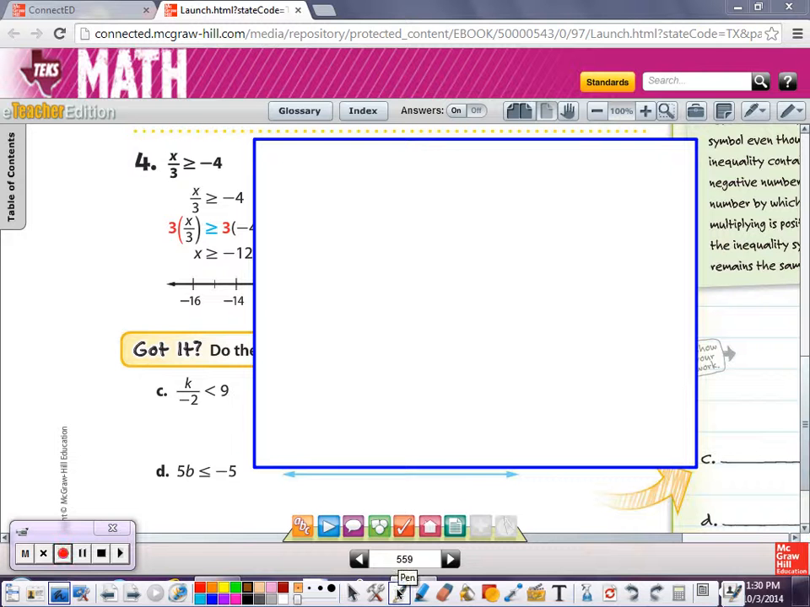First step, as always, is to rewrite your inequality. X divided by 3 is greater than or equal to negative 4. Identify your variable. My variable is the letter X. What's happening to it? It's being divided by 3. What undoes, or what's the opposite of dividing by 3? That would be to multiply by 3.